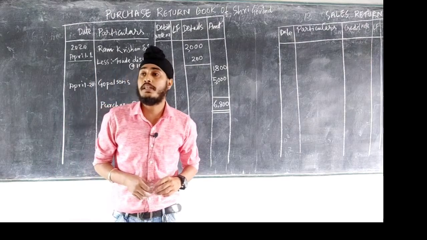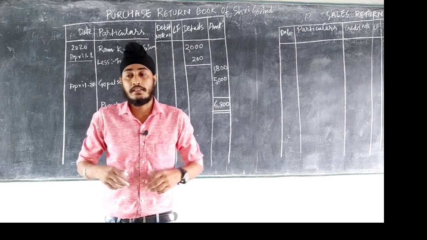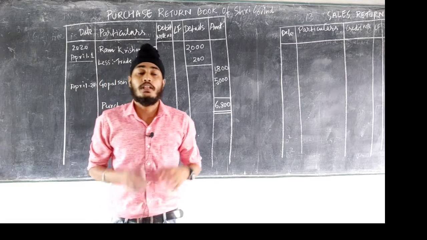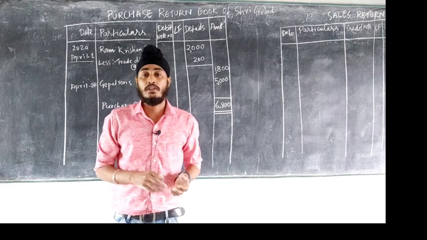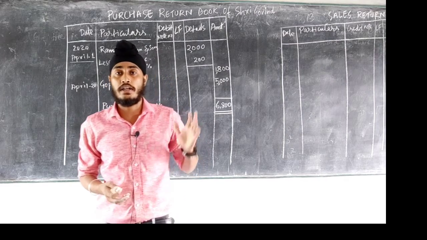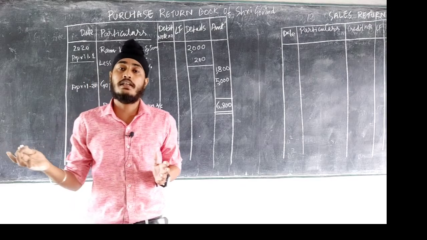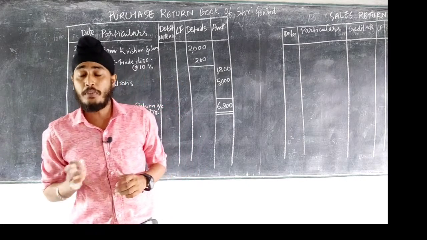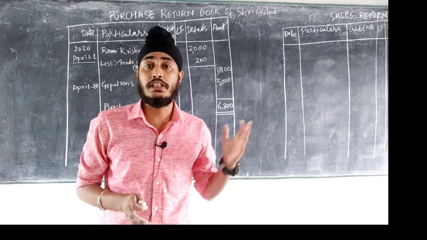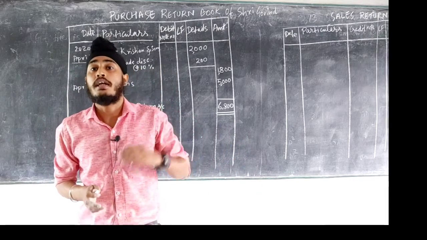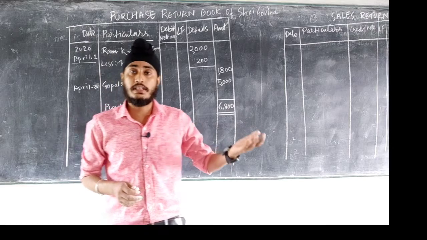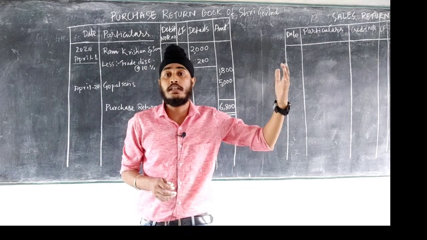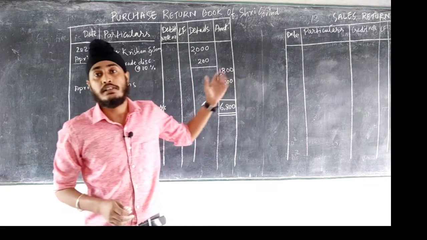Now sometimes it happens that customers return goods, and sometimes the business also returns some goods to the outside parties. So those transactions need to be recorded. Purchase return transactions are recorded in purchase return book, and sales return transactions are recorded in sales return book. We will be recording all those returns which are made on credit. So all the credit purchase returns will be recorded in purchase return book, and all the credit sales returns will be recorded in the sales return book.